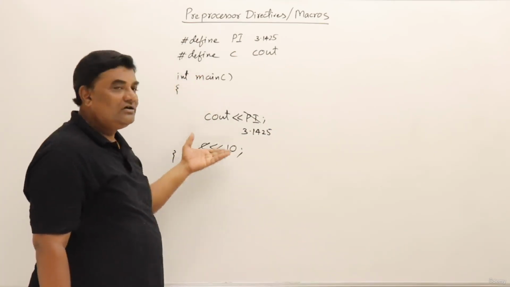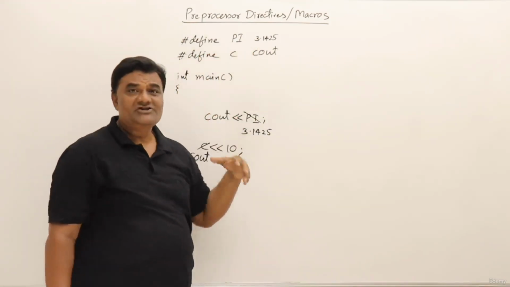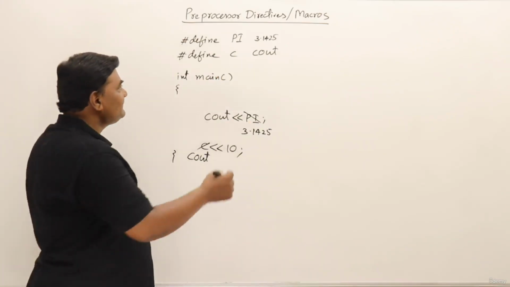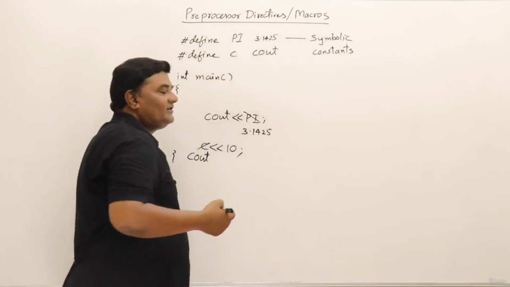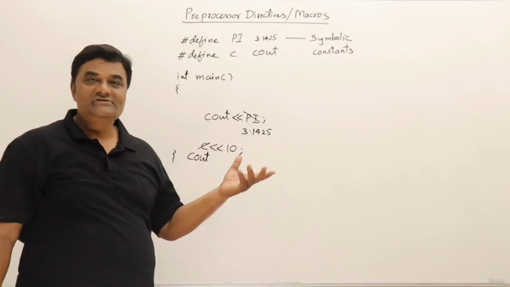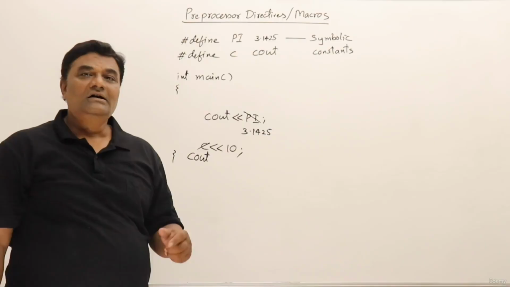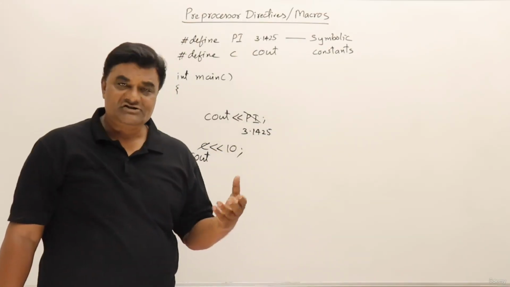So this is the benefit of the preprocessor. Basically this is useful for defining some constants. The constants that I have used here are called symbolic constants. So by using #define, we can define symbolic constants. Next, using #define, we can even write functions.